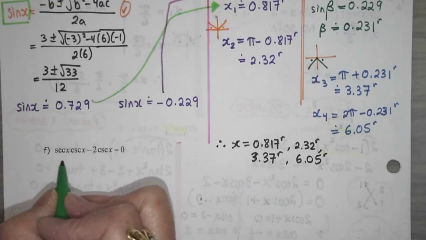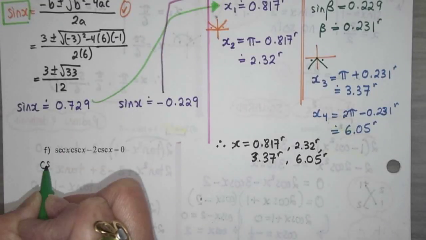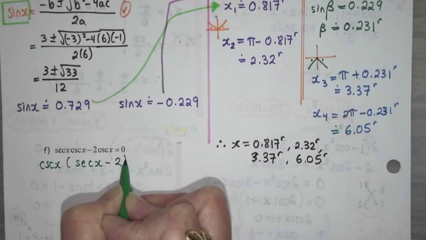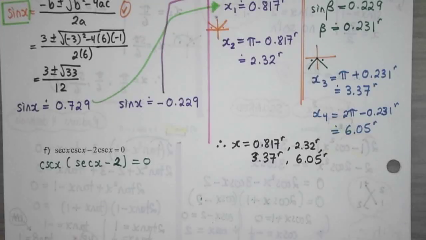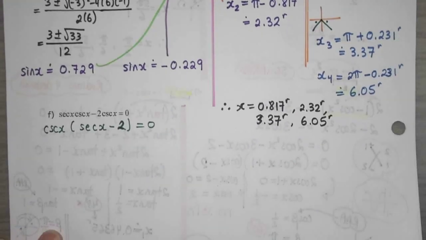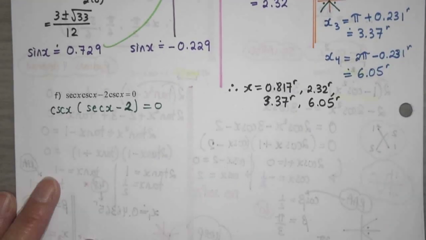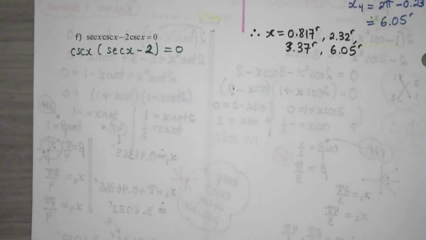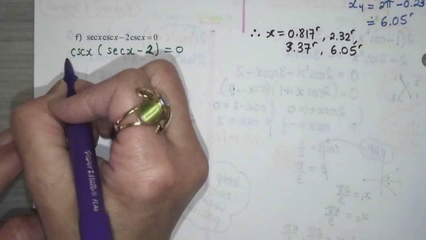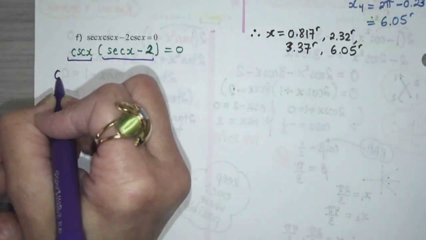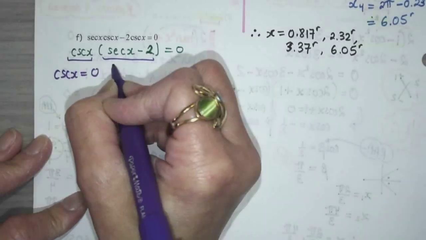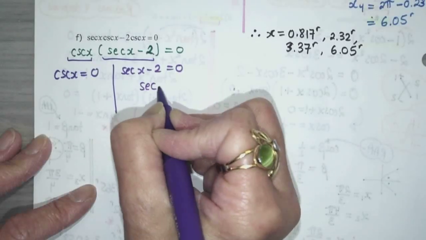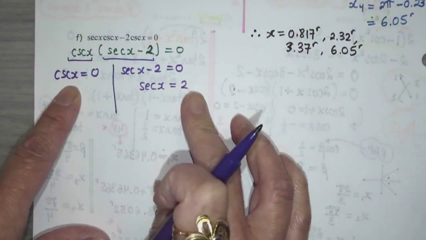Okay, so over here, I'm going to do common factor cosecant. And then I'm left with secant x minus 2. Right? So rather than substituting in right away and always switching it, I'm going to try to do a little bit of factoring first. Then I can take each one and set each one equal to 0. So I'm going to go cosecant x equals 0 and secant x minus 2 equals 0. So that means secant x equals 2 and cosecant equals 0.